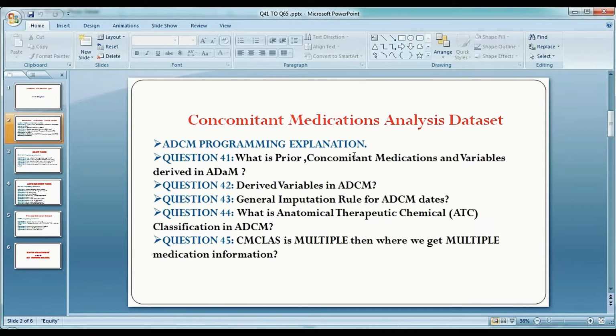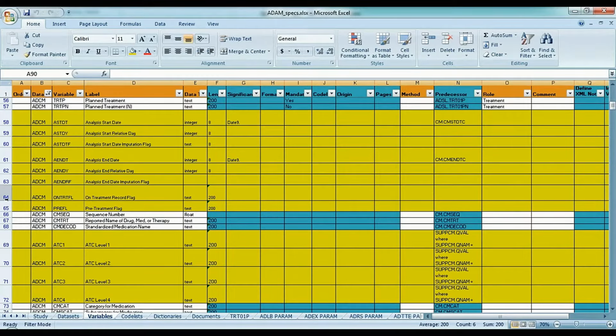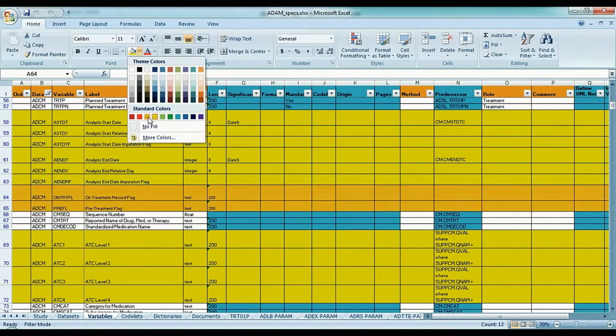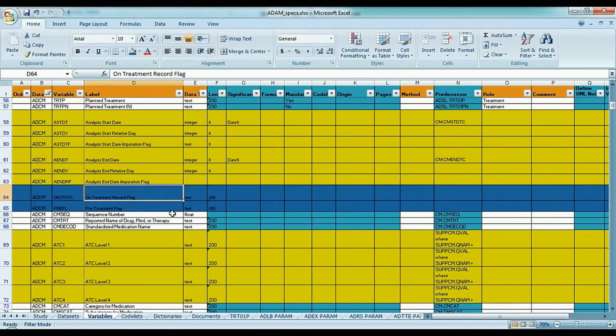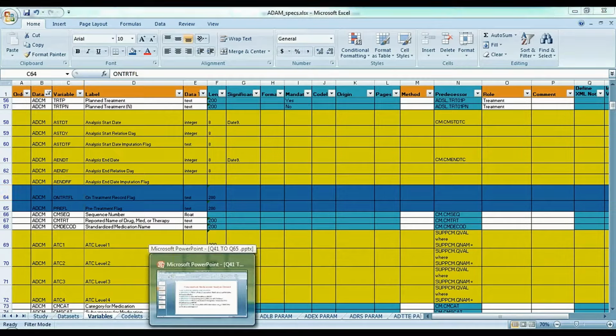So what are the variables? You can see two highlighted here, and I'll give you one color. Here, the on-treatment record flag and the pre-treatment flag. Whenever the medication happened before taking the treatment, we give that type of record a pre-treatment flag. Whenever the event occurred during the clinical trial, after treatment started and before treatment ended, we give that record the on-treatment record flag. These are the important variables. I'll tell you how to derive these also.